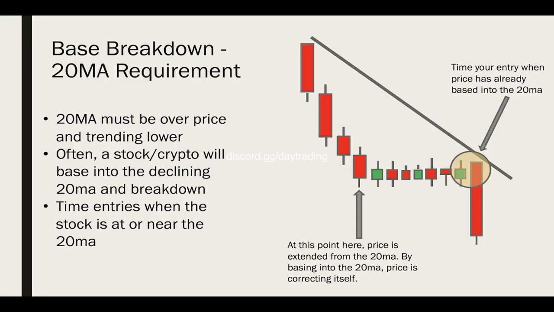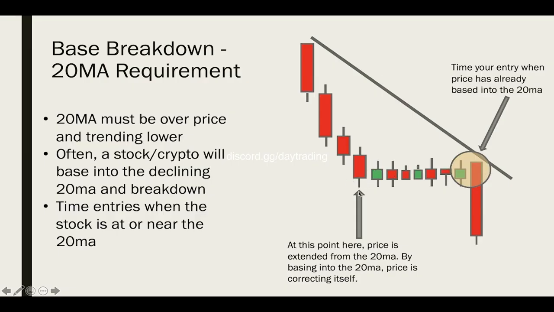Let's continue. So just like the breakout, we have a very strict 20-day moving average requirement. Like I said before, we want the 20-day moving average to be trending lower and over price when we're in a downtrend or when we're bearish, right? We want it to be trending lower and over price. So that's a requirement. And oftentimes, stocks and crypto base into a declining 20-day moving average. This is the way they correct themselves.